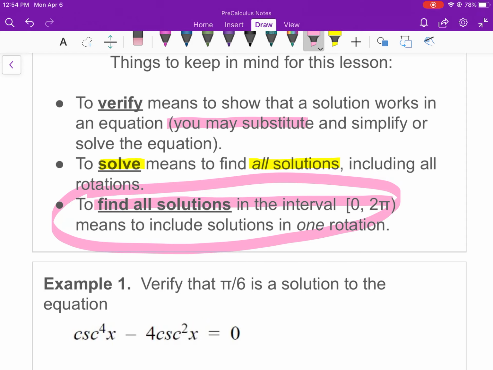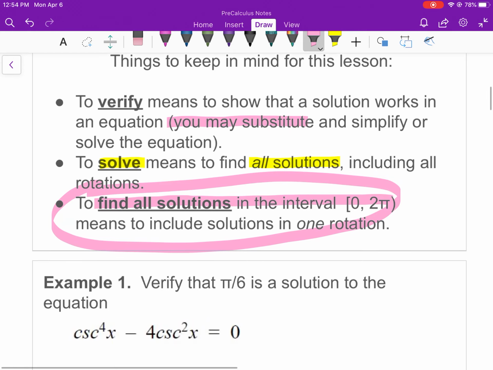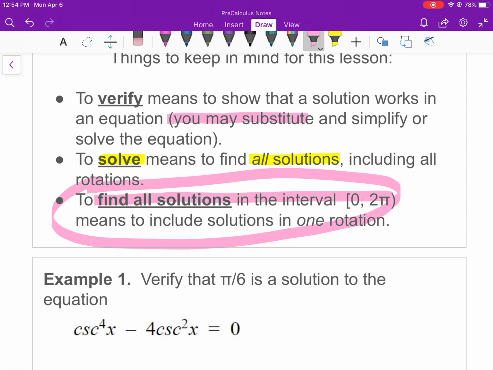Before we get started with example 1, I want you guys to go ahead and get out your unit circle. So having a picture of your unit circle is going to be super helpful.